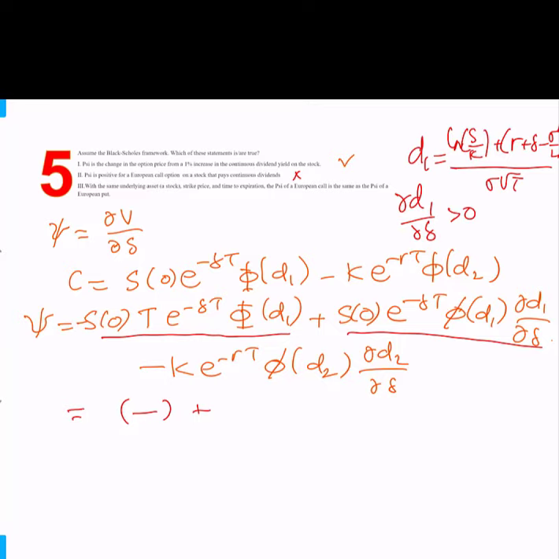So this is incorrect. And with the same underlying asset, strike price and time to expiration, the psi of a European call is the same as the psi of a European put. This is incorrect because for call and put options, the prices are written in different formulas, right? So it's incorrect. So the only statement that is correct is 1.